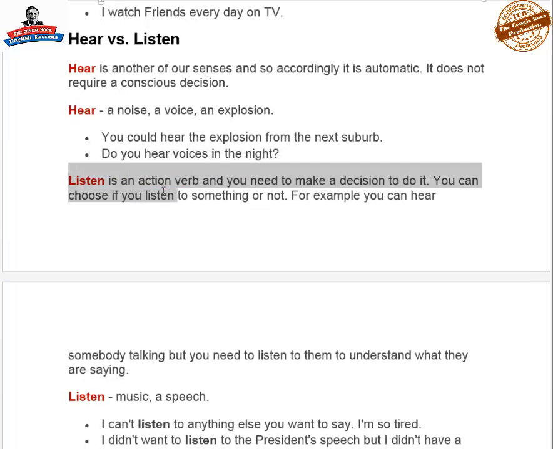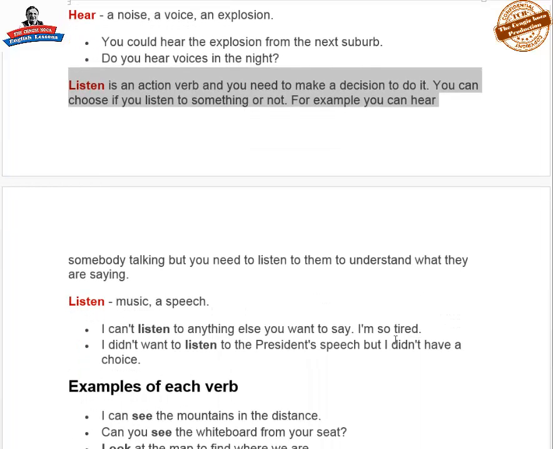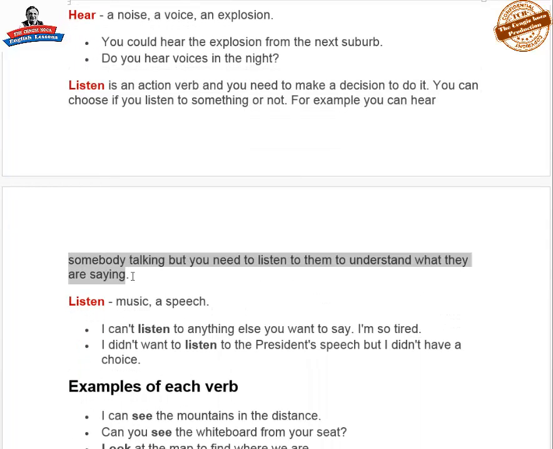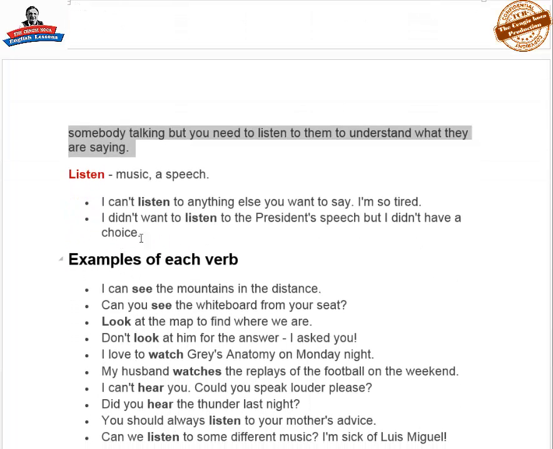Listen is an action verb, and you need to make a decision to do it. You can choose if you listen to something or not. For example, you can hear somebody talking, but you need to listen to them to understand what they are saying. So you would listen to music or to a speech.